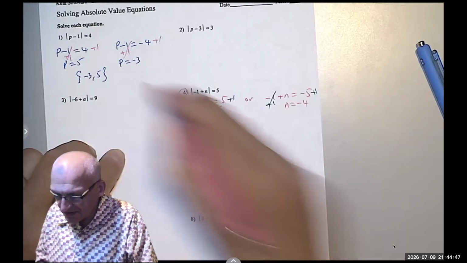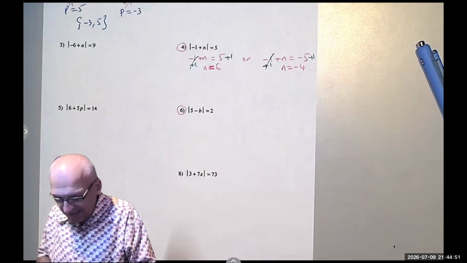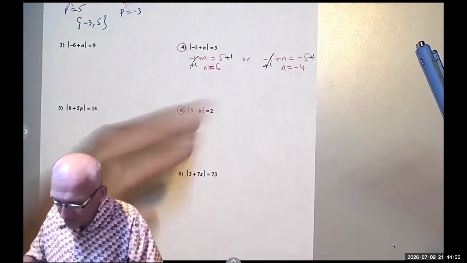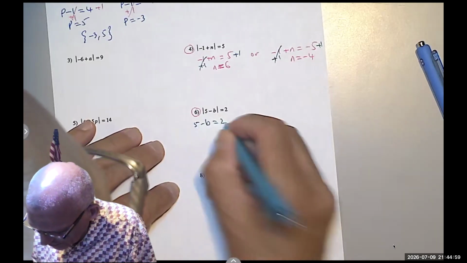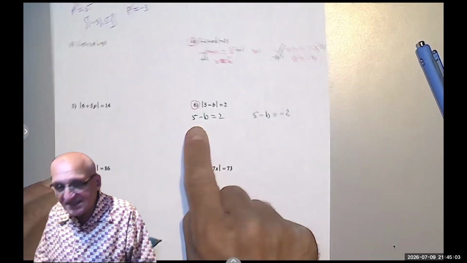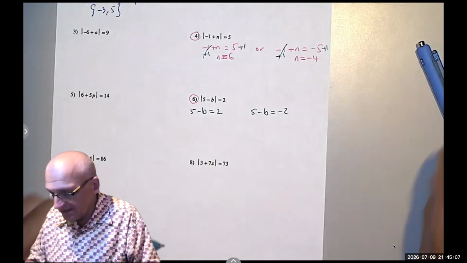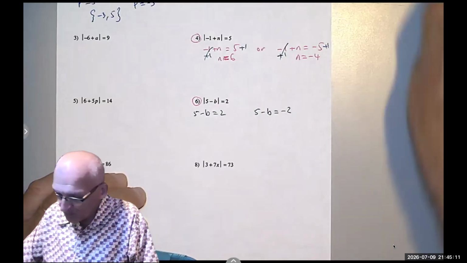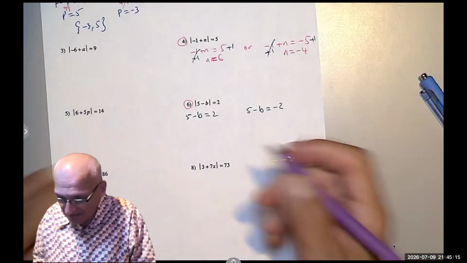You can put it in this form. It doesn't really matter. In this case, it's the same thing, right? I'm going to say 5 minus b equals 2, or 5 minus b equals -2. In this case, I have to subtract 5 and then divide by -1, right? Do you see that? Or you can add b to both sides.